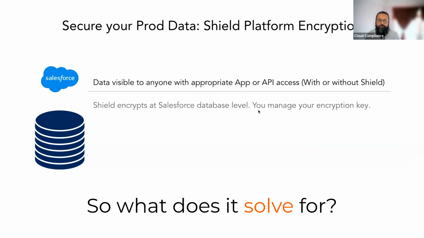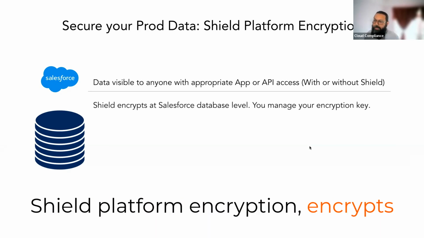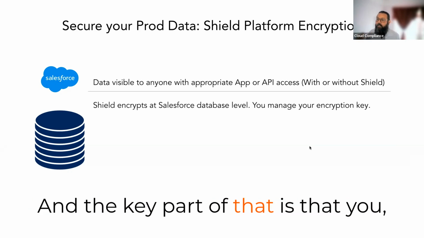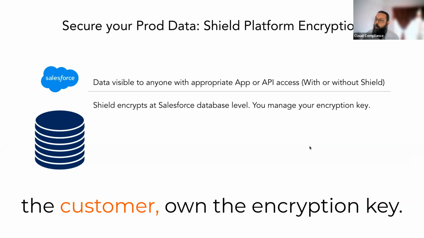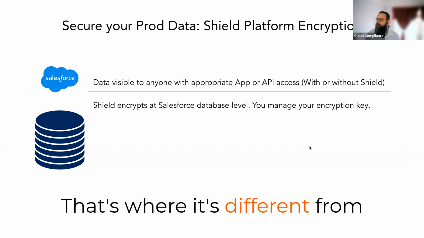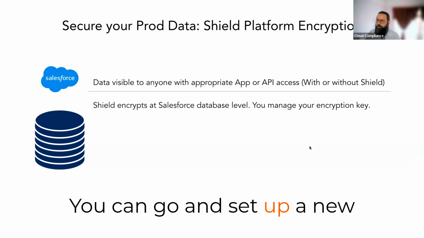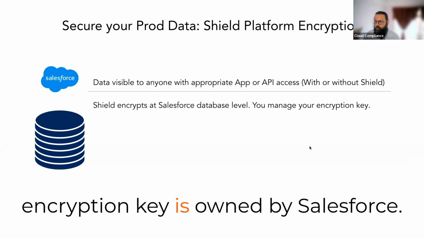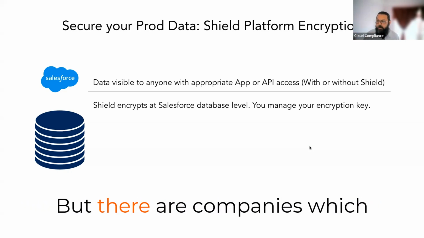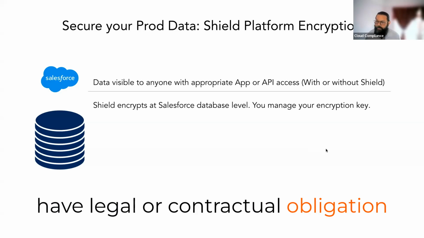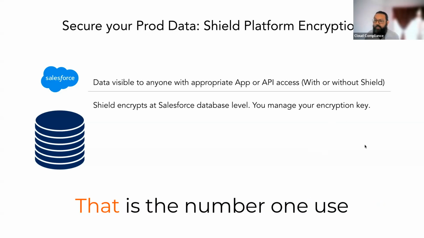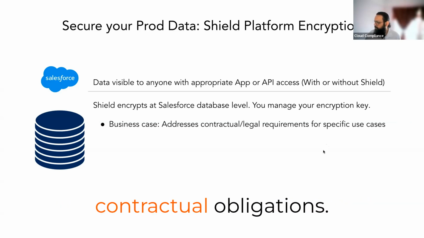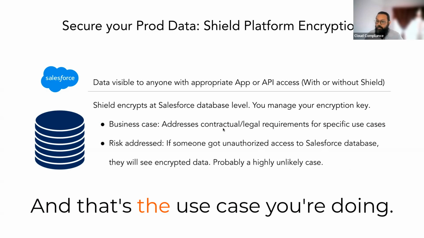So what does it solve for? Shield platform encryption encrypts Salesforce data at the database level. And the key part of that is that you, the customer, own the encryption key. That's where it's different from classic encryption, right? You can go and set up a new field, click classic encryption, Salesforce will encrypt it. But that encryption key is owned by Salesforce. You don't have it. But there are companies which have legal or contractual obligation to own this encryption key. That is the number one use case for trying to use this, right? You have these sort of contractual obligations, and that's the use case you're doing.